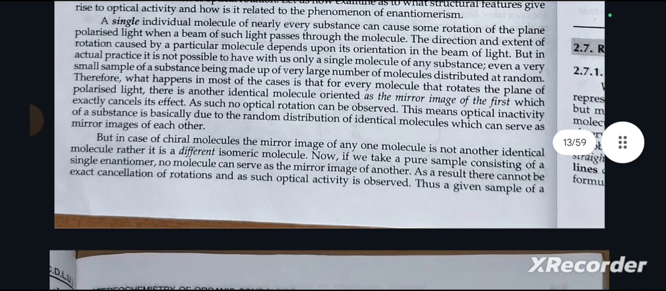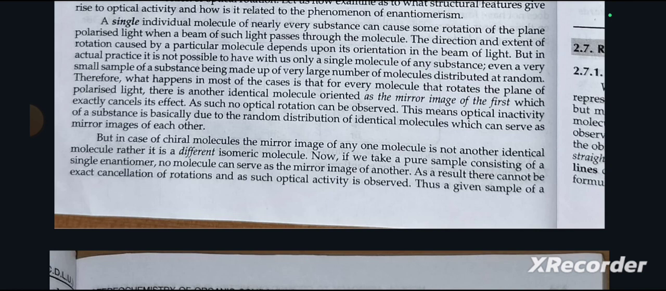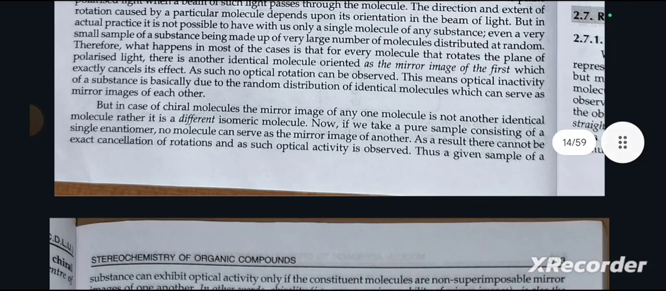A single individual molecule of nearly every substance can cause some rotation of the plane polarized light. When a beam of such light passes through the molecule, the direction and extent of rotation caused by a particular molecule depends upon its orientation in the beam of light. But in actual practice, it is not possible to have only a single molecule of any substance, even a very small sample being made up of a very large number of molecules distributed at random. Therefore, what happens in most cases is that for every molecule that rotates the plane of polarized light, there is another identical molecule oriented as the mirror image of the first, which exactly cancels that effect.